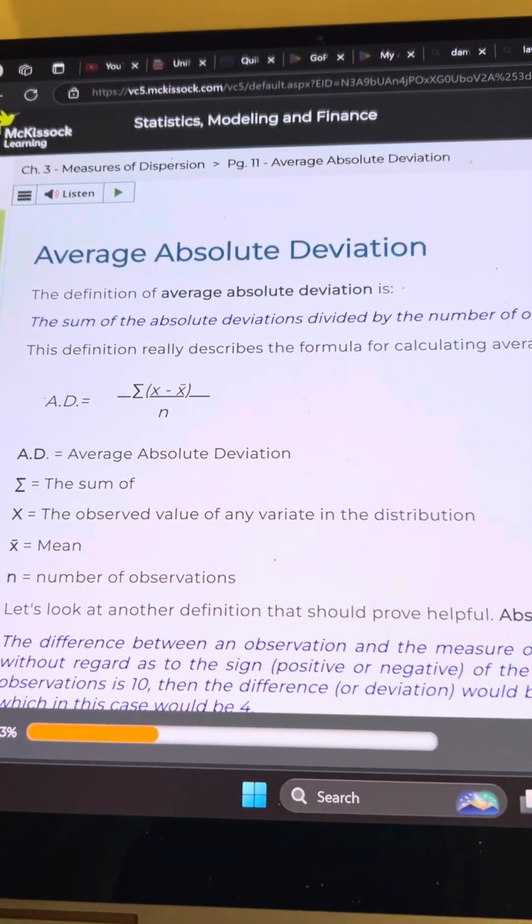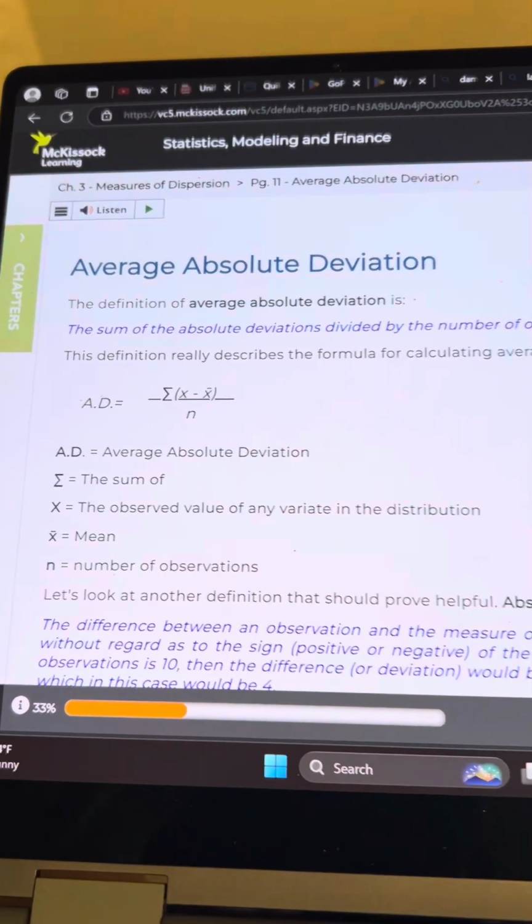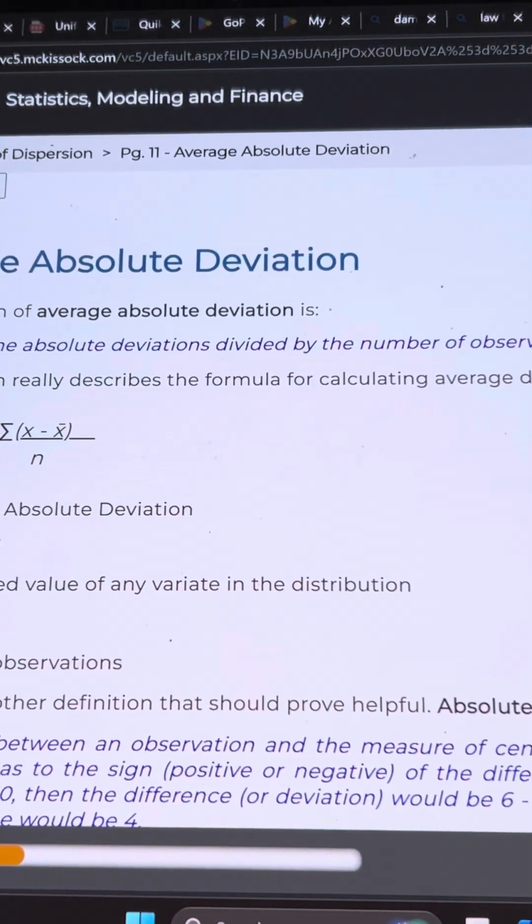Statistics, Modeling, and Finance. Chapter 3, Measures of Dispersion, page 11.